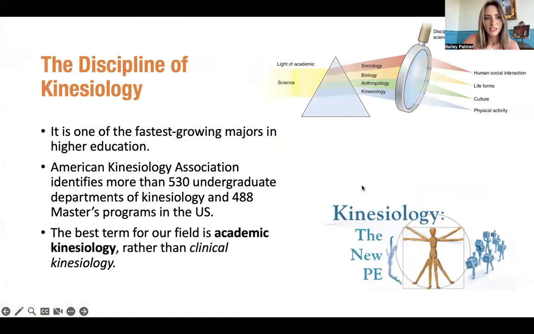So, first thing we want to understand is that kinesiology is a relatively new field in the realm of other sciences. When we compare kinesiology to biology, sociology, and anthropology, kinesiology is a life science, but it's the newest one. But it's also the fastest growing major in higher education. You see this stat right here. We have in the United States over 530 undergraduate departments and almost 500 master's programs. This is huge compared to what it was a few years ago.